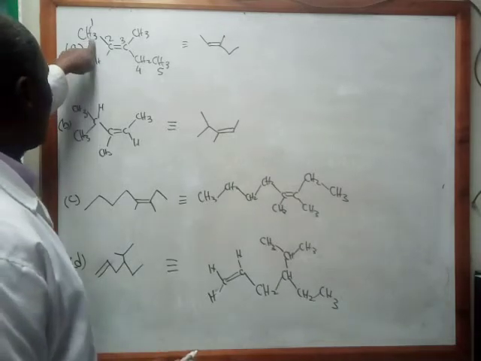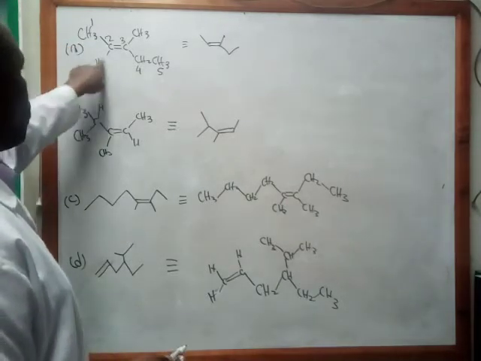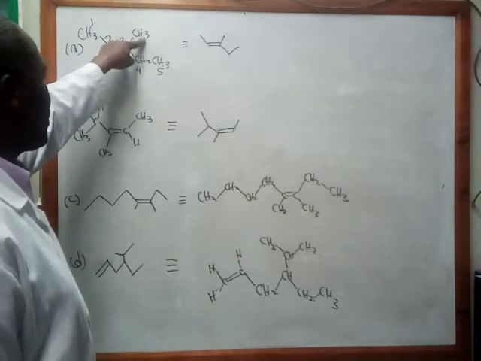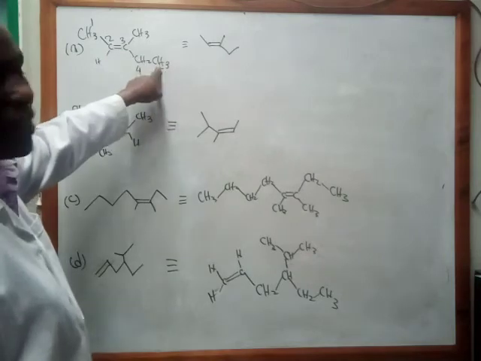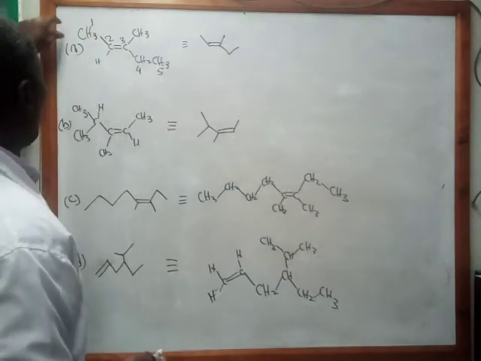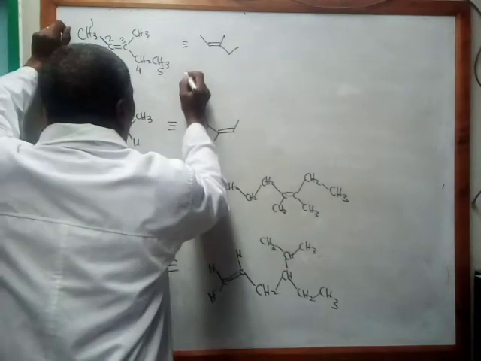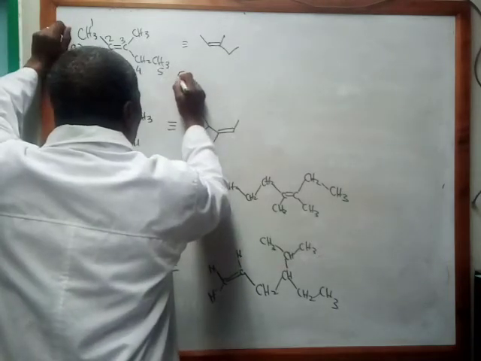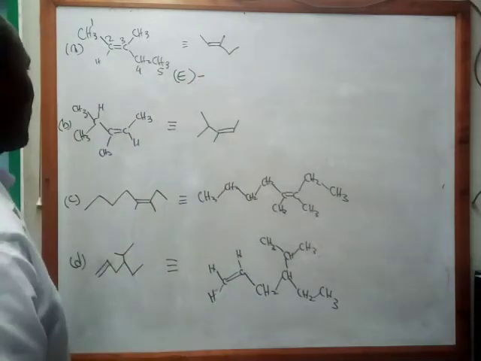On this side, this has got a high priority CH3 compared to the hydrogen. On this other side, there's the CH3, it has got a low priority compared to the ethyl group. So you've got a high priority group and a high priority group on opposite sides. So you're going to have what? E alkene, yeah? So you're going to put E at the front there.